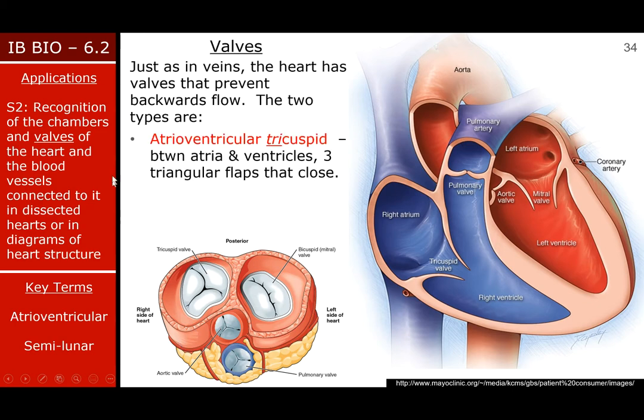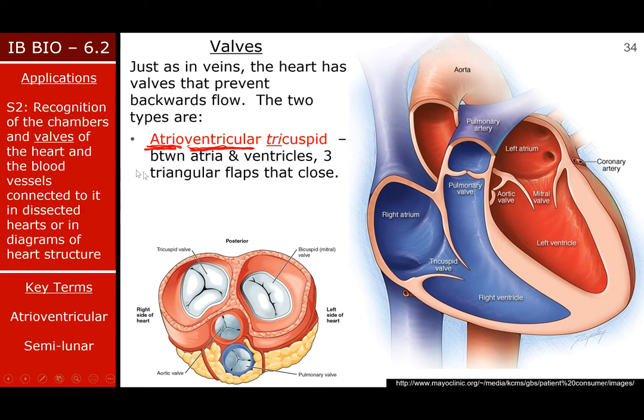So the first type is the atrioventricular, right? And you can kind of tell where it goes. Atrio sounds like atrium, right? Yeah. So atrio sounds like atrium, right? And ventricular sounds like ventricles. So this is a valve that's between the atria, top, and the ventricles, bottom, right?